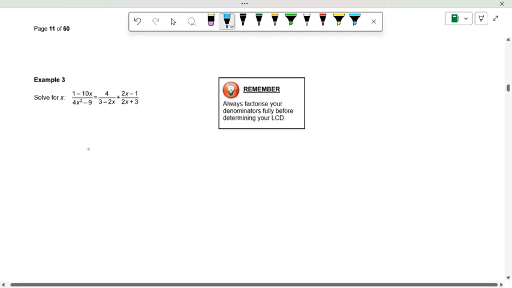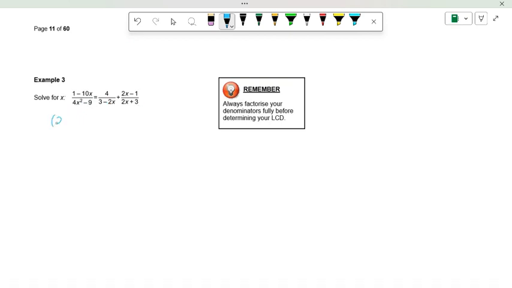Likewise over here, it's helpful to factorize the denominators first to see what we're dealing with. This denominator over here is actually a 2x minus 3 and a 2x plus 3. All right, and we can see we've got another 2x plus 3 there, and this one we can switcheroo by making it a negative 4 over 2x minus 3.